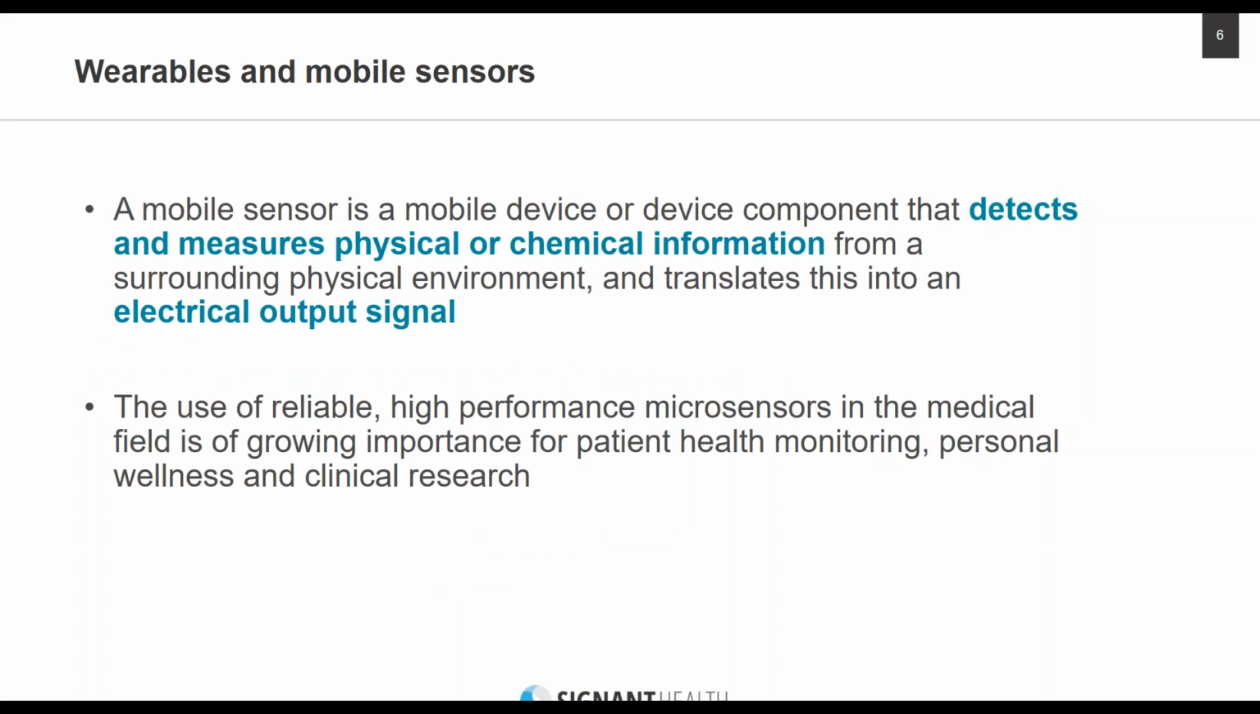Not all sensor devices that we connect with are wearables, so we tend to use the term mobile sensor as a broader umbrella description. A mobile sensor is something that detects and measures physical or chemical information and translates that into some sort of digital signal that can then be measured and reported. And we're seeing growing importance in the use of reliable, high-performance sensors, not just in the health and wellness area, where we're seeing enormous interest, health monitoring, personal fitness, for example, but also, of course, in clinical research.